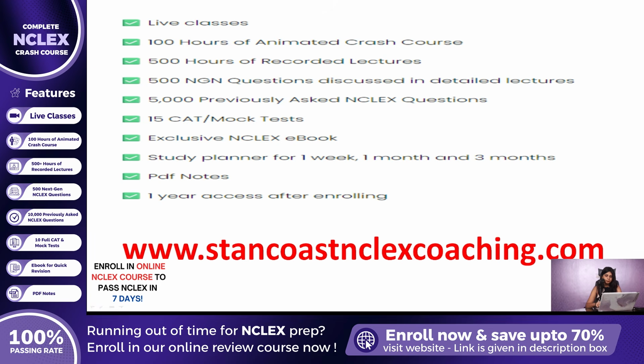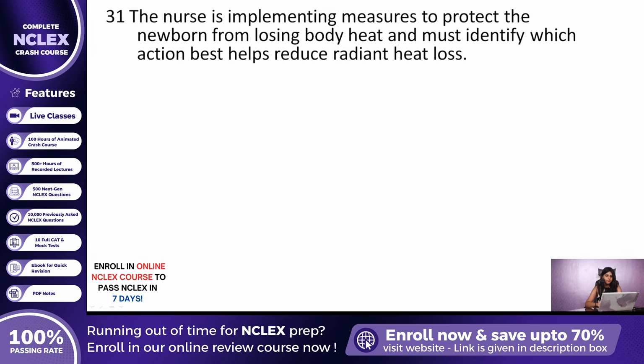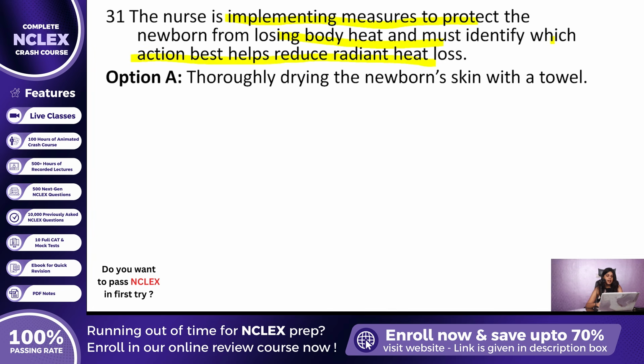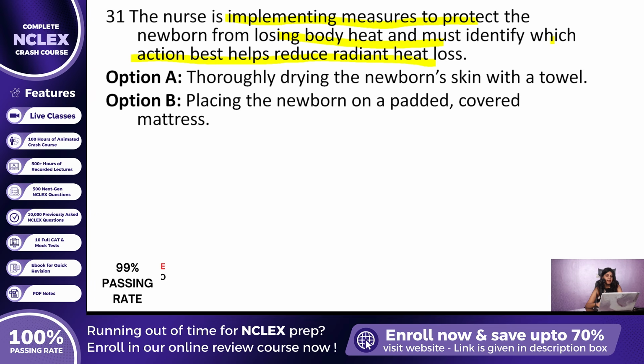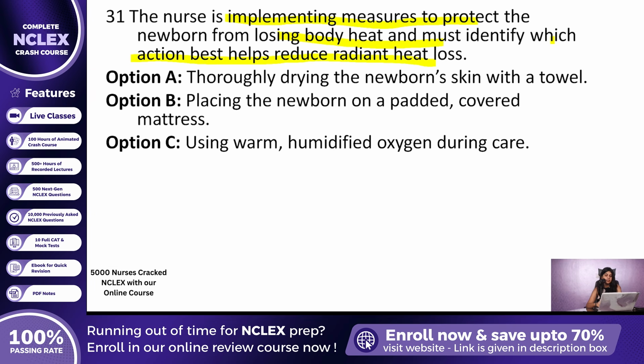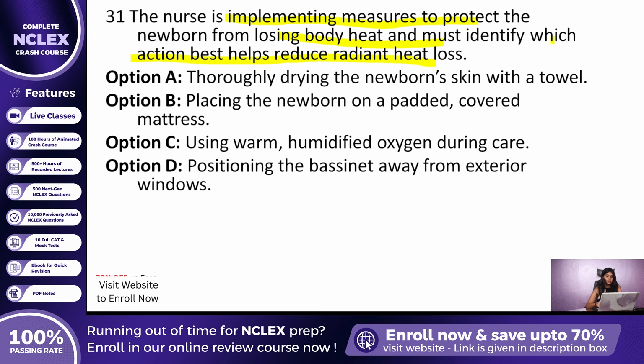Question 31. Let us move on to newborn care and the prevention of heat loss immediately after birth. The nurse is implementing measures to protect the newborn from losing body heat and must identify which action best helps reduce radiant heat loss. The options are: Option A, thoroughly drying the newborn's skin with a towel. Option B, placing the newborn on a padded, covered mattress. Option C, using warm, humidified oxygen during care. Option D, positioning the bassinet away from exterior windows.